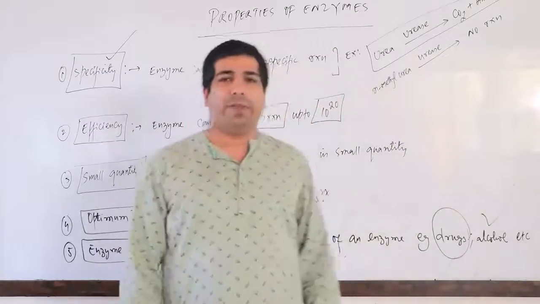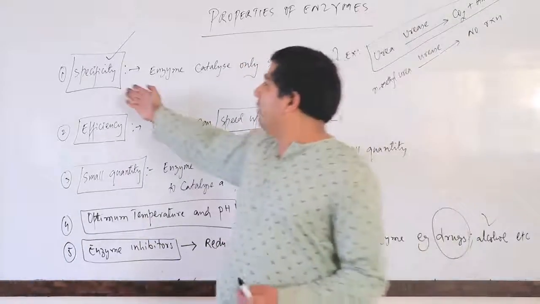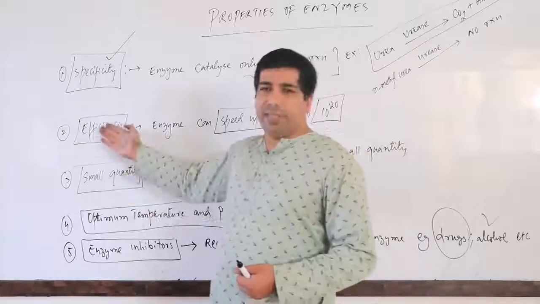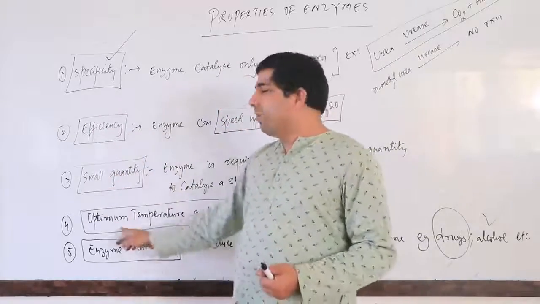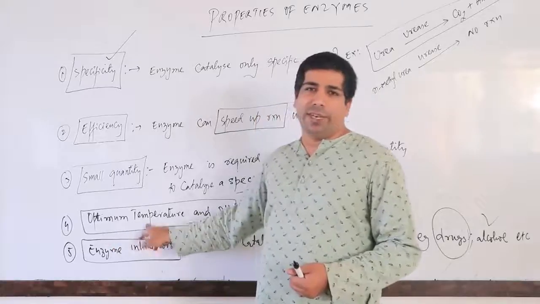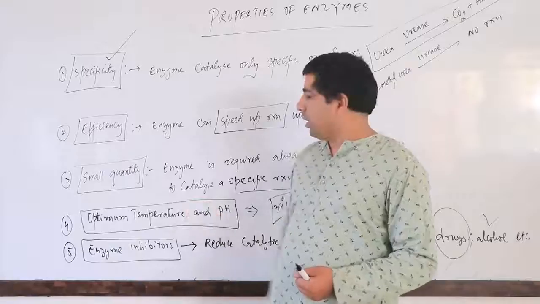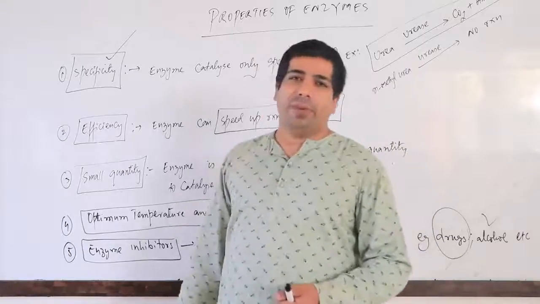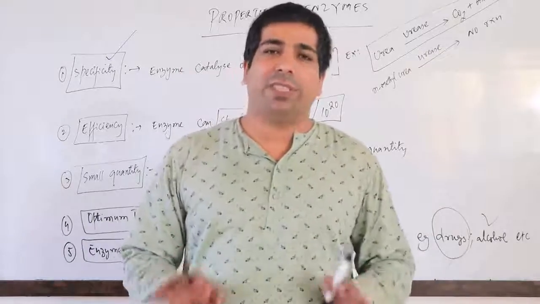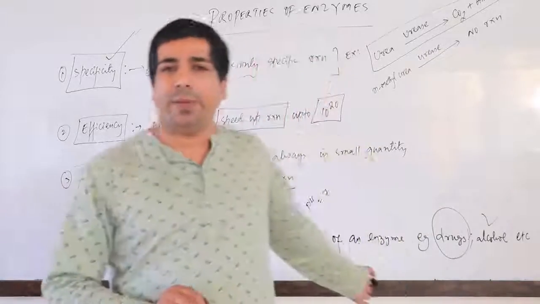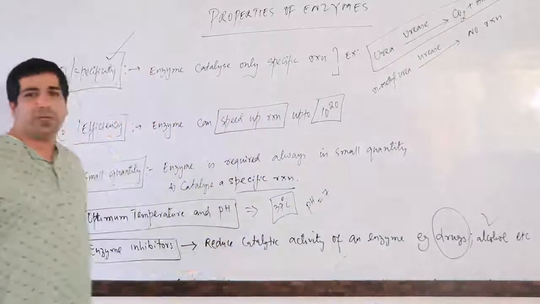I hope, my dear friends, you have understood the properties of enzymes. They have specificity, they have efficiency, they are required in small quantities, they work at an optimum temperature of 37 degrees Celsius and an optimum pH of 7. And finally, enzyme inhibitors can decrease the catalytic properties or efficiency of an enzyme, and enzyme inhibitors are drugs or alcohol. Please make note of this.